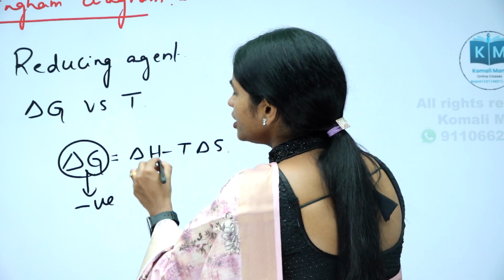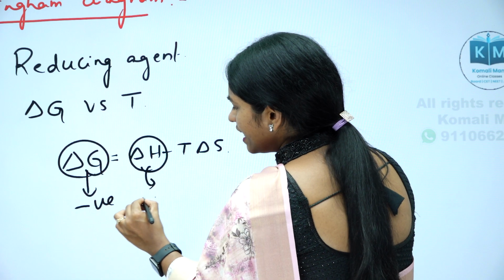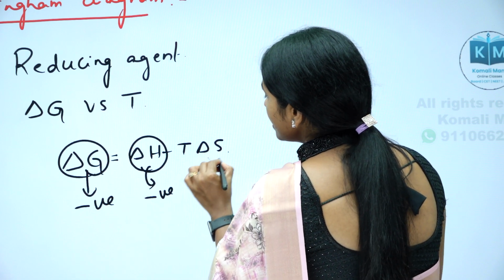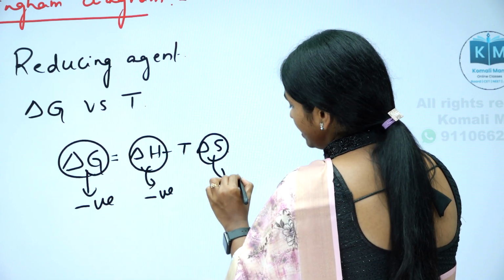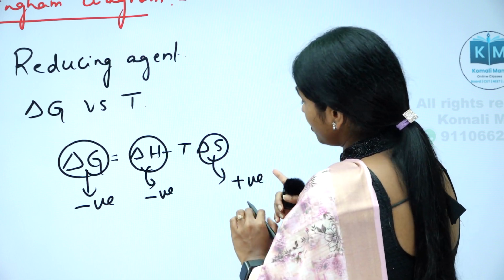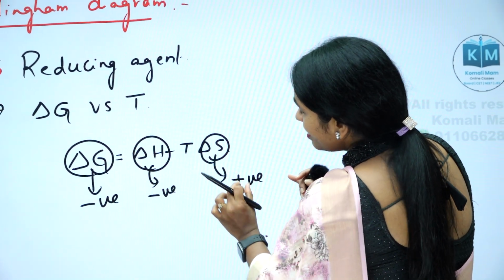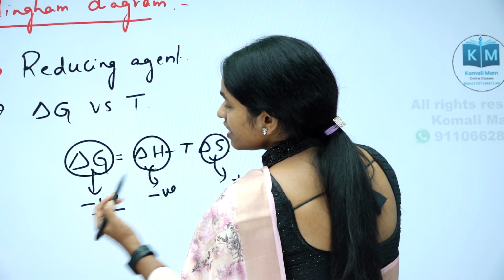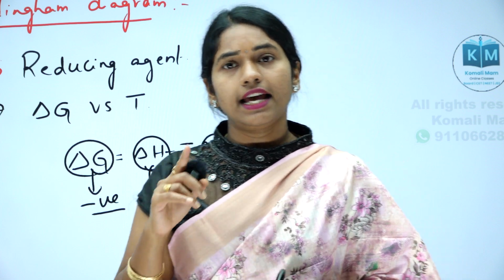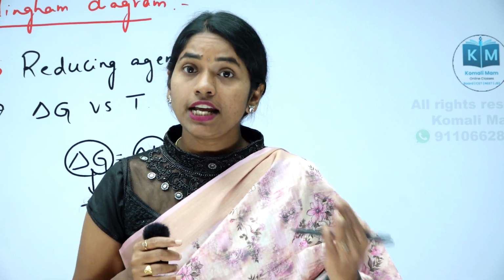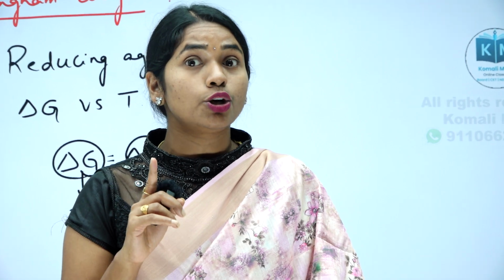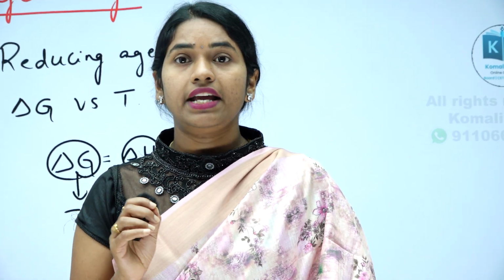For every formation reaction, delta H is negative. I'll tell you what the meaning of this is. Delta S should be positive. Entropy change should be positive. If it is positive, then positive times negative is negative, so total delta G we get is negative. So what are the conditions? Delta H is anyhow negative. For delta G to be negative, delta S should be positive. Then only the reaction is spontaneous. Spontaneous means the reaction which takes place on its own.